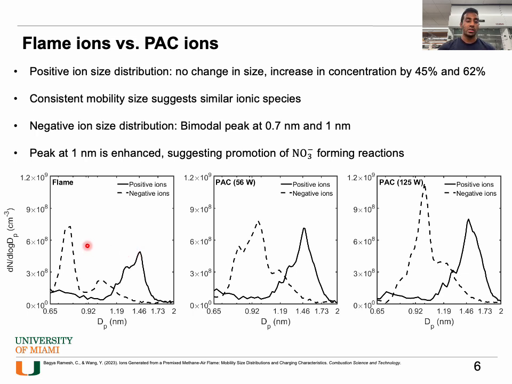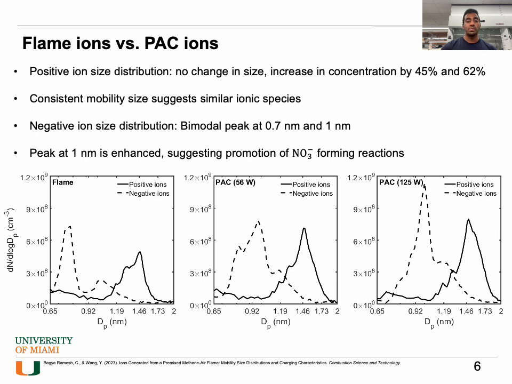Then we look at the size distribution of negative ions, and we see that there is a bimodal peak for the flame-only condition with peaks at 0.7 nanometers and 1 nanometer. And as we introduce plasmas, we see this shift to a single peak at 1 nanometer. Now, the peak at 1 nanometer has been associated with nitrate ions from previous studies, nitrate ions which are considered to be the major negative charge carriers in a flame.